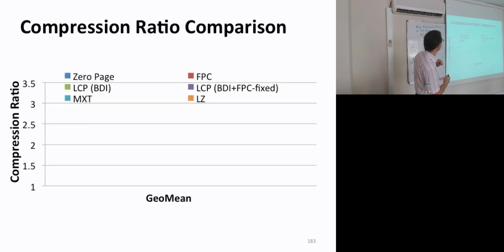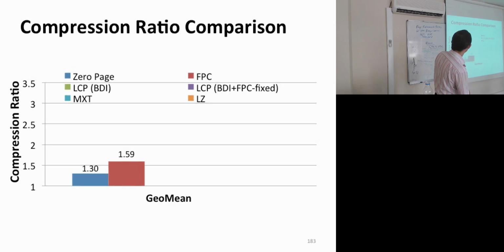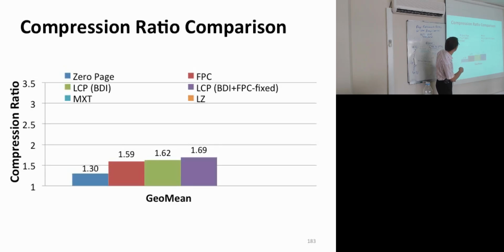So this is the compression ratio comparison. This is the geometric mean across a bunch of workloads, and this is the compression ratio you get. So zero pages, you get 1.3 compression ratio, which is surprisingly high. If you do frequent pattern compression, you get 1.59. If you do linearly compressed pages with base delta immediate, you get 1.62.